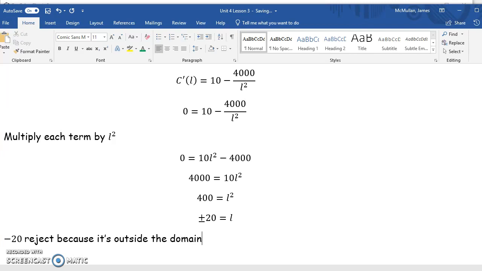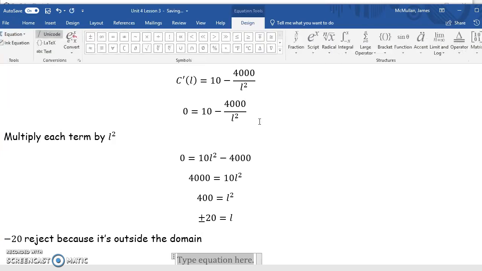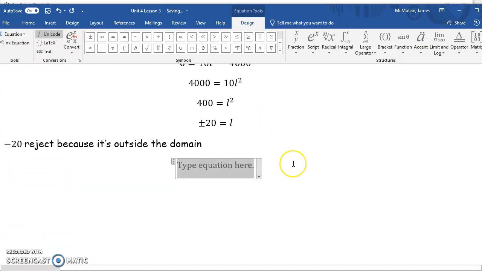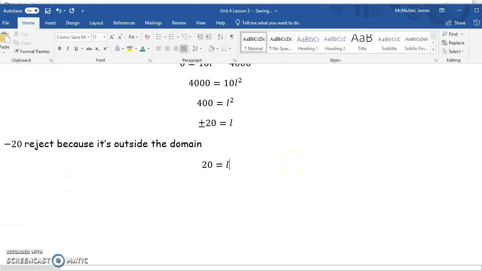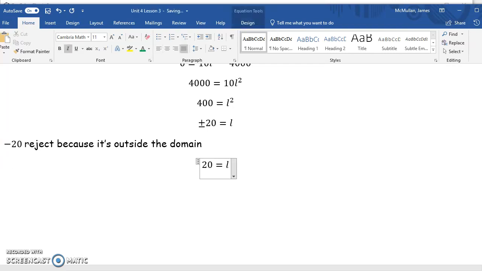Please make sure you write this. It might seem inane, but part of what I'm checking to see is that you understand that the values you consider are only the values that exist inside the function's domain. If you don't tell me that you're doing that, I cannot read your mind that you're doing that. So 20 equals L is when, let's put it another way, C prime of 20 is equal to 0. And this means that 20 is a critical point.